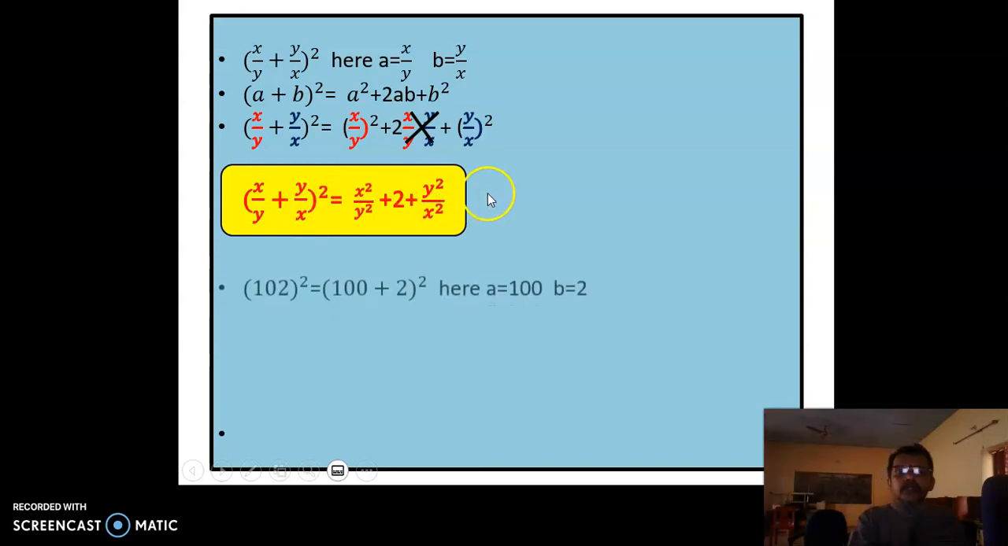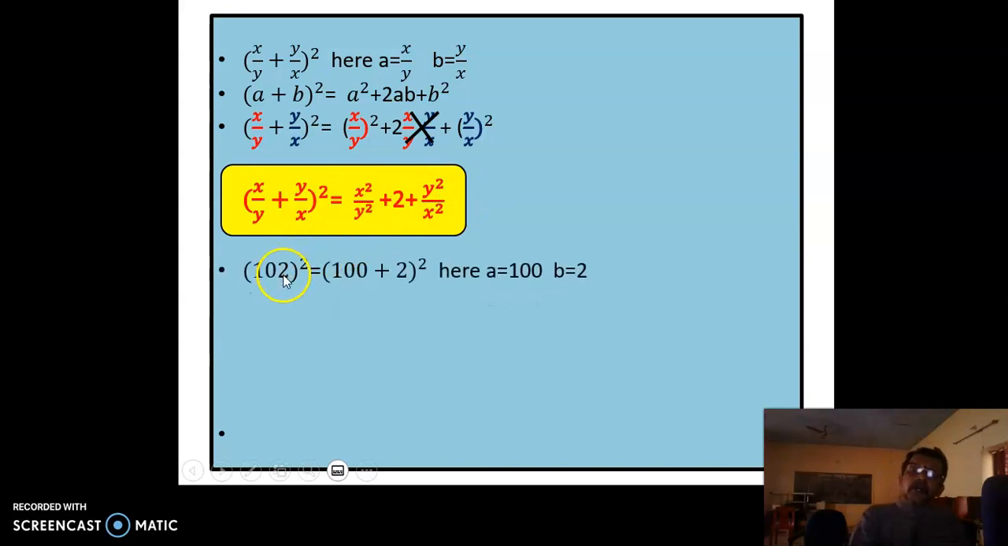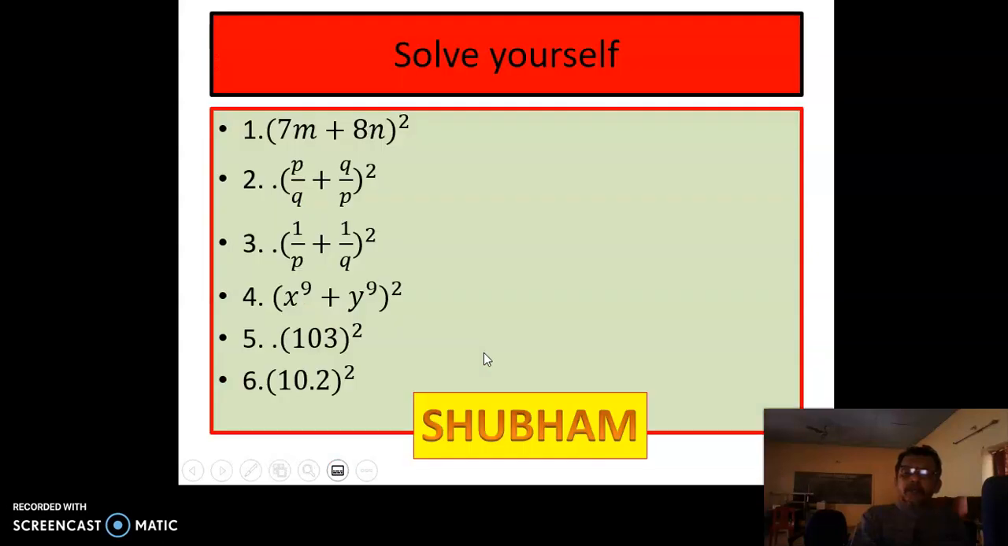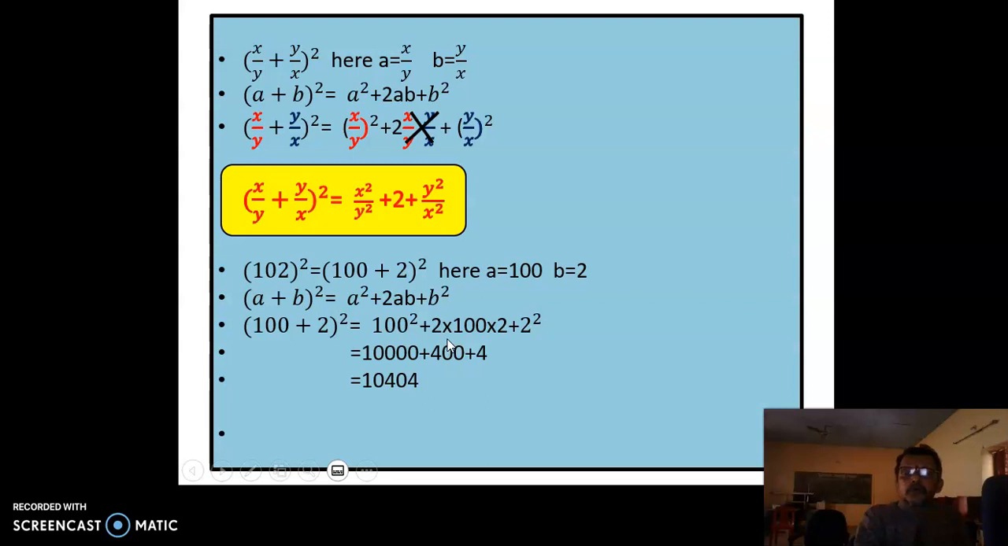Similarly, if 102 whole squared is given, it can be expressed as 100 plus 2 whole squared. Here a is 100, b is 2. So a plus b whole squared equals 100 plus 2 whole squared: 100 squared, 2 into 100 into 2, 2 squared. So 100 squared is 10,000, 2 into 100 into 2 is 400, plus 4. So 10,404. 100 plus 2 whole squared equals 10,404.